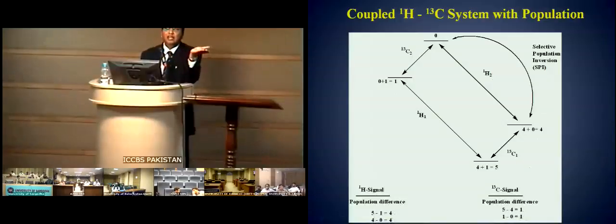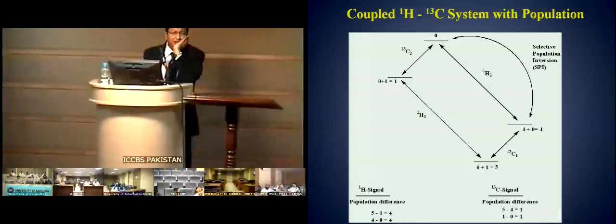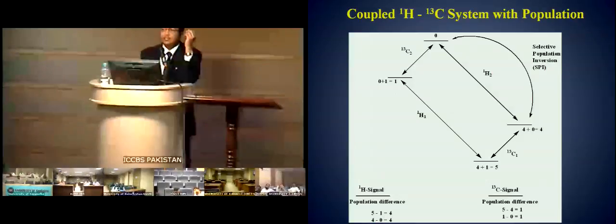Normal energy level diagram, forgetting the natural abundance. So the C13 signal is 1:1. Why doublet? Why doublet? Because it sees the proton as alpha and beta, which you have seen by yourself. And why is the proton also a doublet?